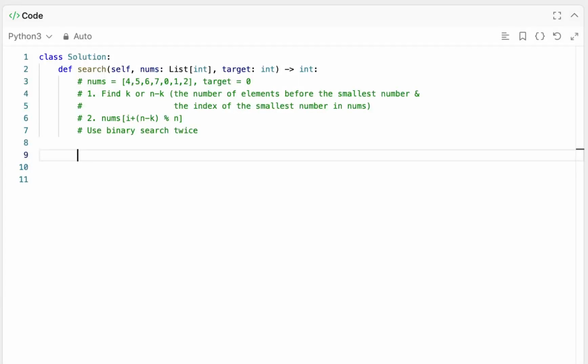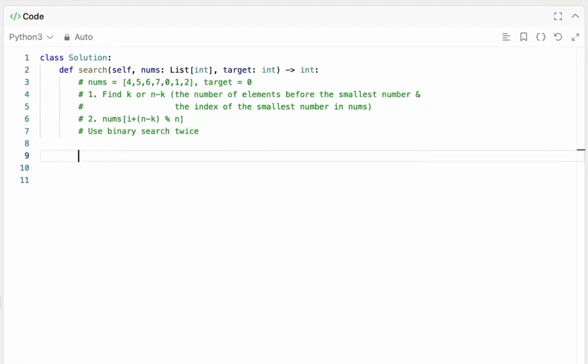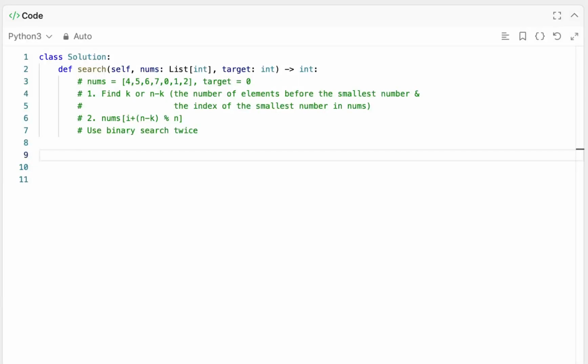I do not have any specific questions on the elements in nums, because they do not really matter here. As we can see, they're between minus 10 to the power 4 and 10 to the power 4. So that works. But the thing is, the first and the second binary search do not work the same way.